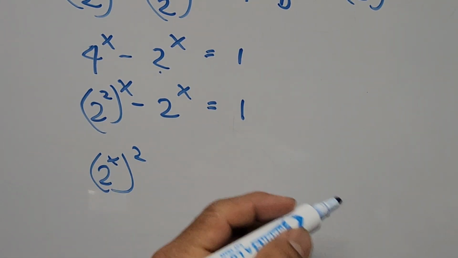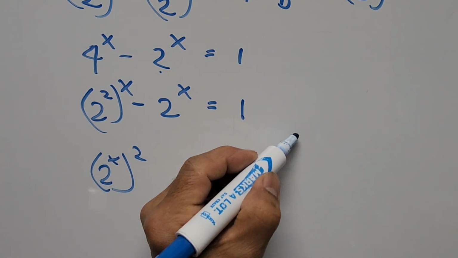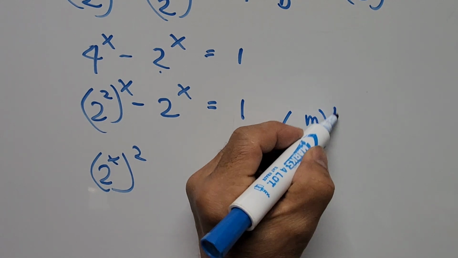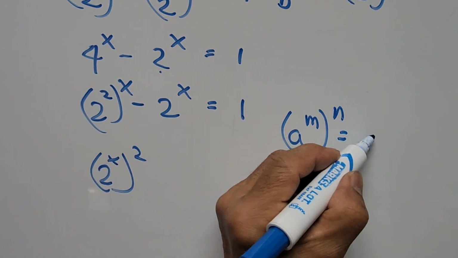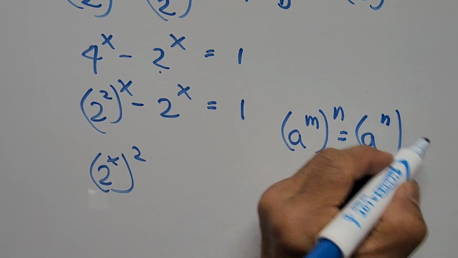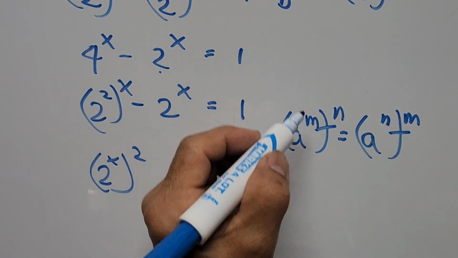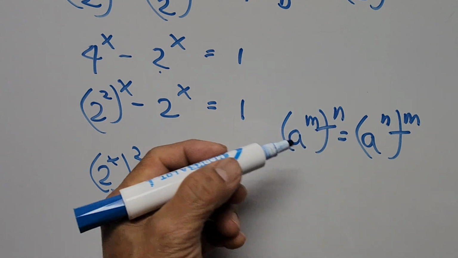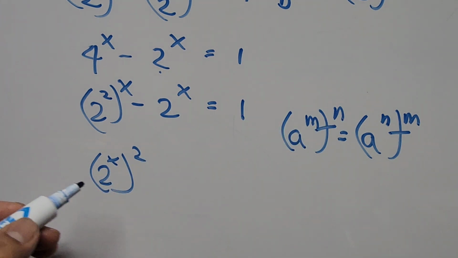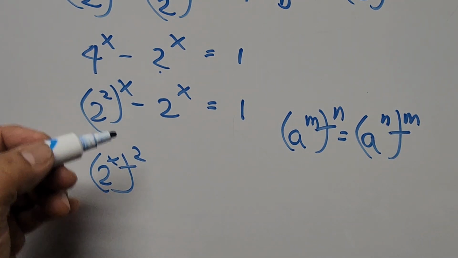This is from the exponent formula again. From exponent property, if we have, let's say, a to the power of m raised to the power of n, it can be written the same way as a to the power of n to the power of m. So what that means is we just switch their exponents since they can be multiplied together anyway, right? So that's the result of that.